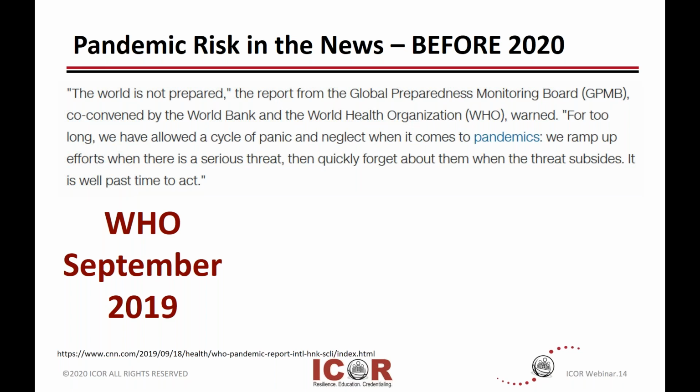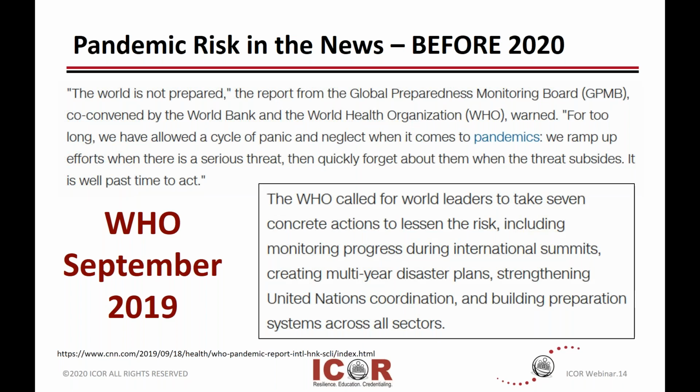Last month's webinar was about knowledge management, and we used some examples about how different organizations, including WHO, that are managing infectious diseases, are trying to manage the knowledge they have learned so that it can be reused. And we see that some countries are doing that better than others. What they did is they put out a call in September of 2019 for world leaders to take 7 concrete actions to lessen the risk. Of those, they include monitoring progress during international summits, creating multi-year disaster plans, strengthening United Nations coordination, and building preparation systems across all of your sectors. Some of this seems like a duh, like why wouldn't our world leaders be doing this? But we can see that some have been more successful with this than others.